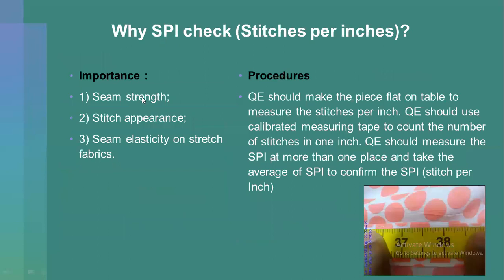Next is SPI, which is nothing but stitches per inch. Its importance is to check the seam strength, stitch appearance, and its elasticity on stretch fabrics. As for the procedure, whoever is performing it has to make sure the piece is flat on the table. Then they have to use a calibrated tape to count the number of stitches in 1 inch. Measure the SPI in 2 or 3 places, make an average, then mention it in the report.